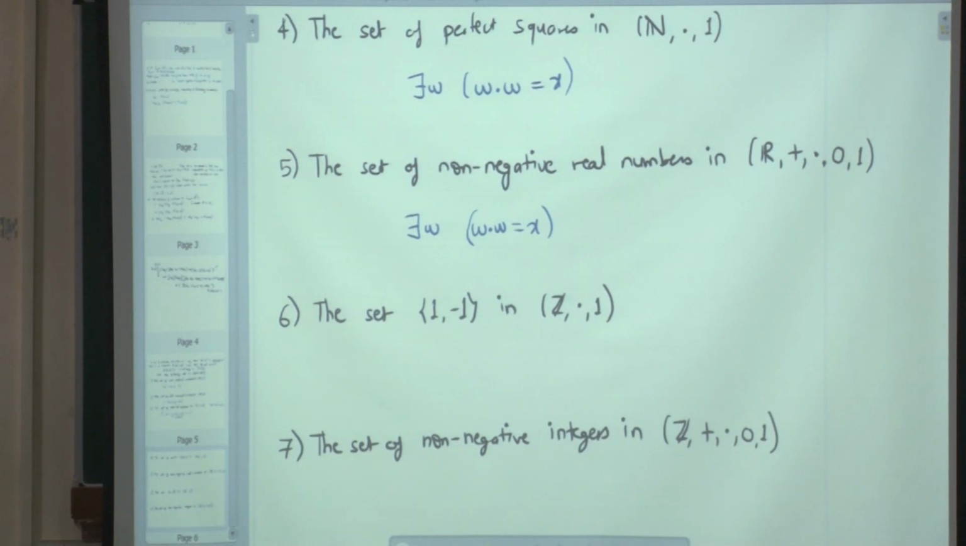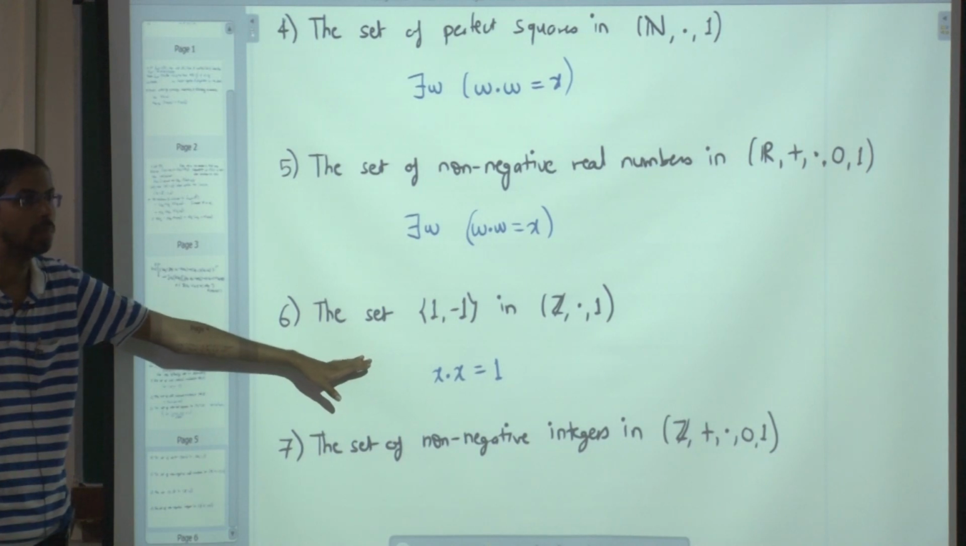Okay. So the set {1, minus 1} in Z with dot and 1. x times x equals 1. Yes, x times x is equal to 1. Very good. So this is simple. This is simply a solution set of a polynomial.